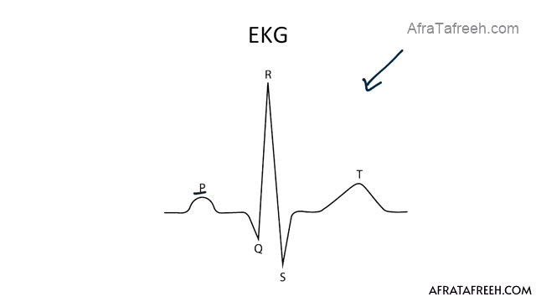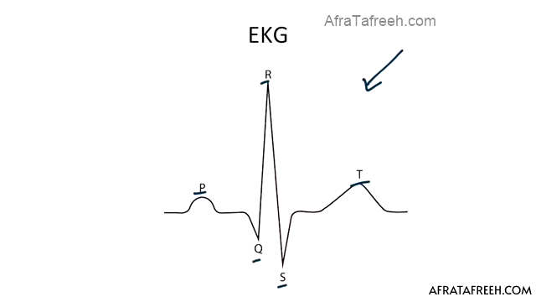This is the P wave, which represents atrial depolarization. The QRS complex represents ventricular depolarization. It's important to know that during the QRS complex, the atria are repolarizing, but they become obscured by ventricular depolarization. The T wave represents ventricular repolarization.